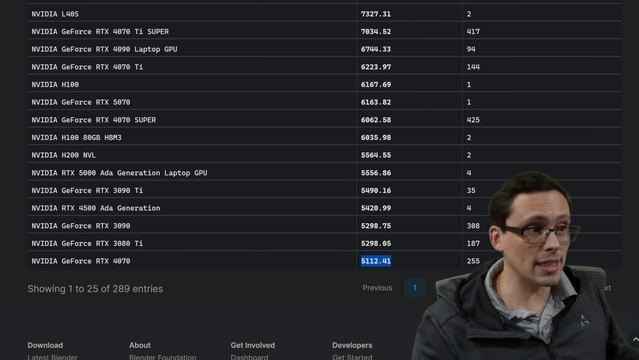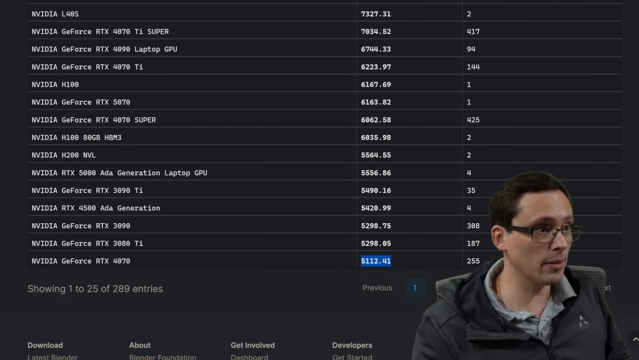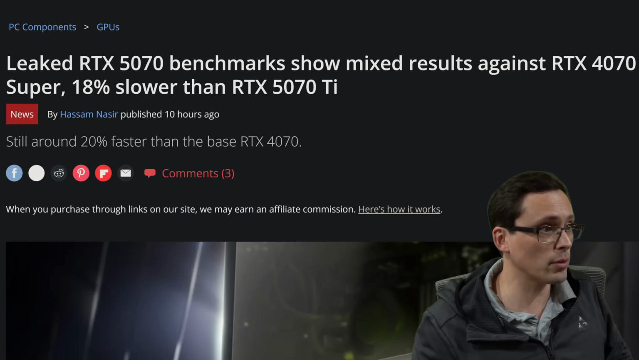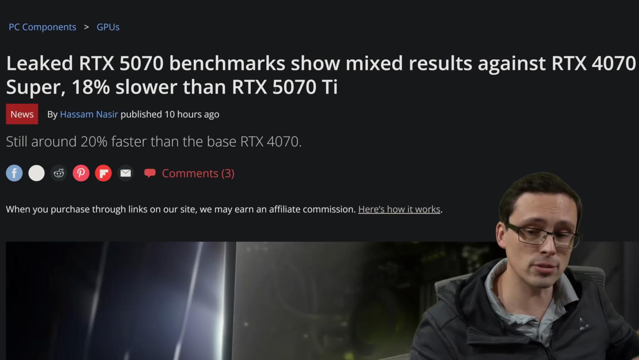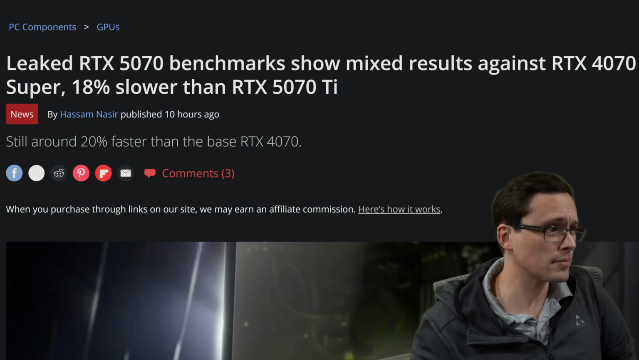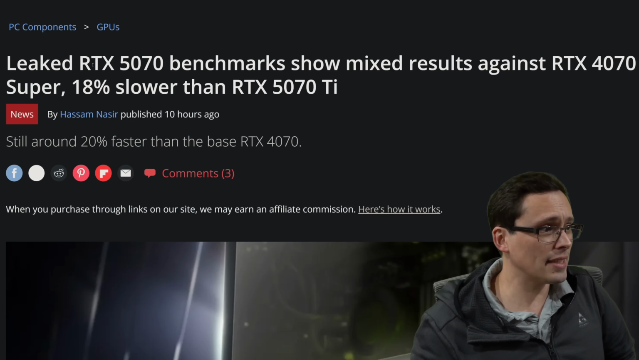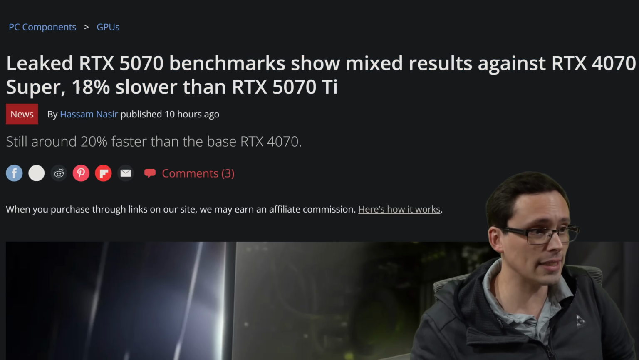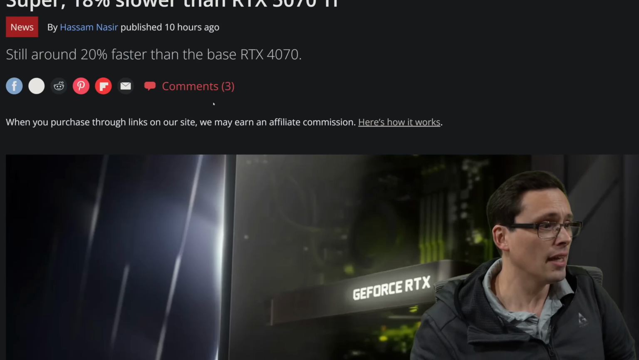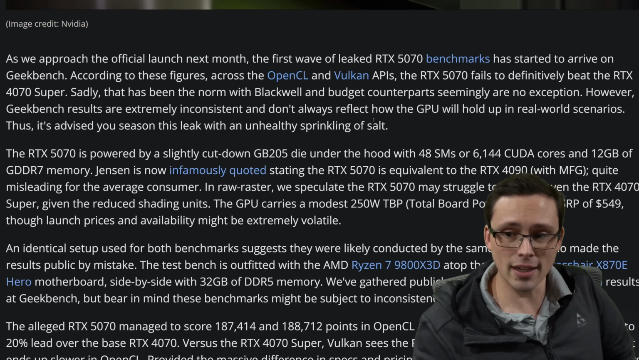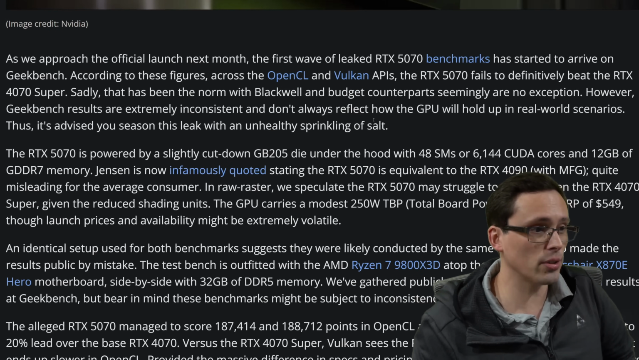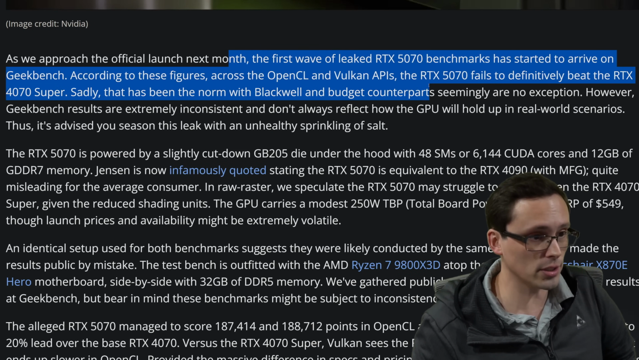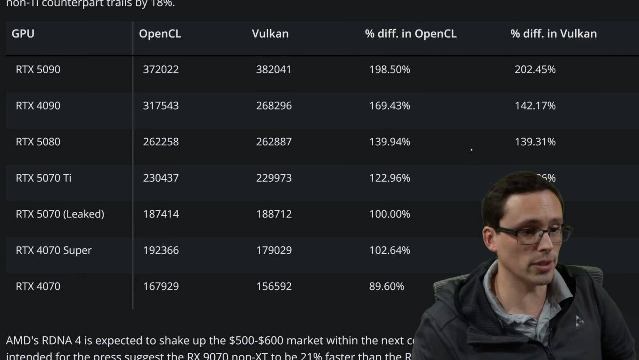We have another leak corroborating similar numbers. This is, I found, reported at Tom's Hardware. By the way, all my sources will be linked in the video description. It is showing that the RTX 5070 benchmarks show mixed results against a 4070 Super, 18% slower than a 5070 Ti, still around 20% faster than the base 4070. And this is not just reporting on the same Blender thing I just showed you. This is a Geekbench result showing OpenCL and Vulkan scores.